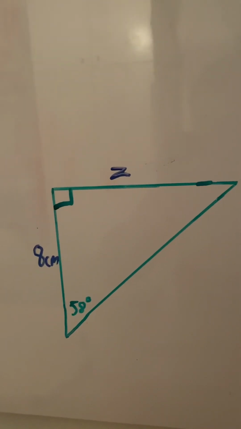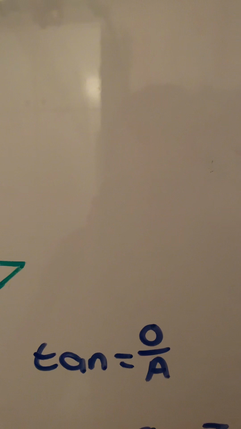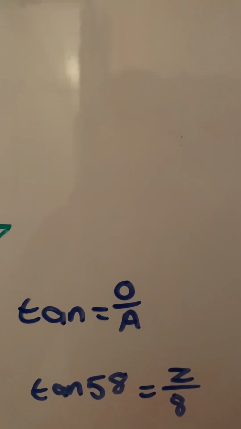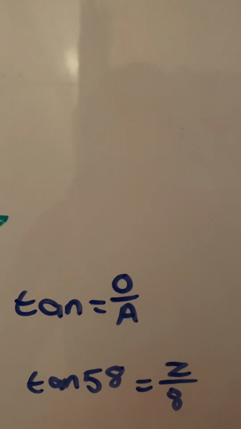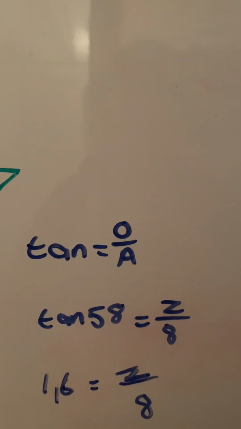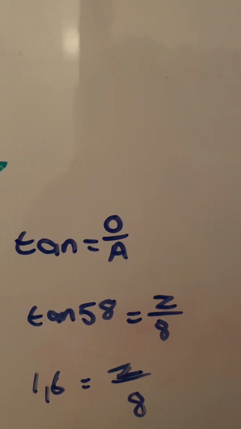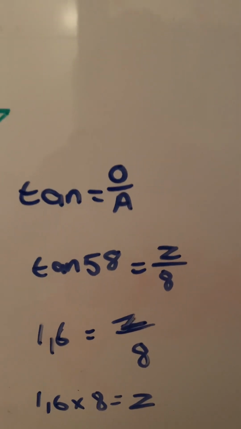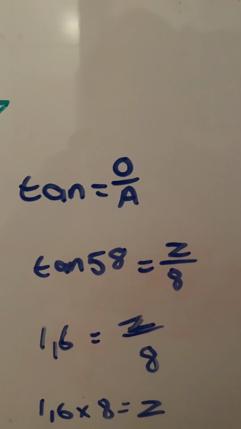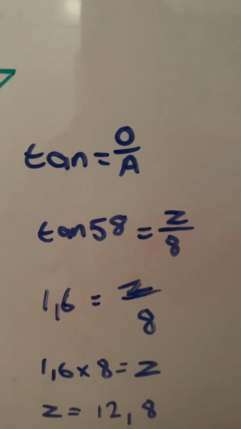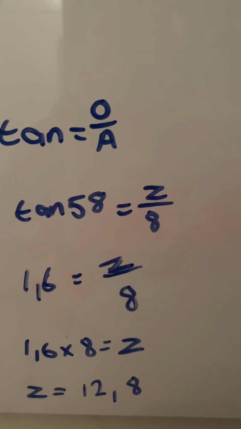Here is going to be our final example. So our first step is to write down the formula, which is going to be tan is equal to opposite side over adjacent side. Next step is to add in the numbers and the variables, which will be tan 58 is equal to z over 8. Next step is to calculate tan 58, which will be 1,6 is equal to z over 8. The next step will be to split the variables and the numbers, which will be 1,6 times 8 is equal to z, which gives an answer of z equals 12,8.